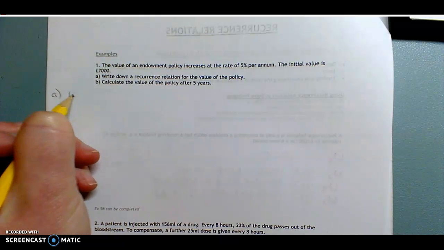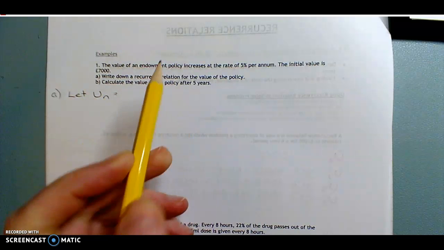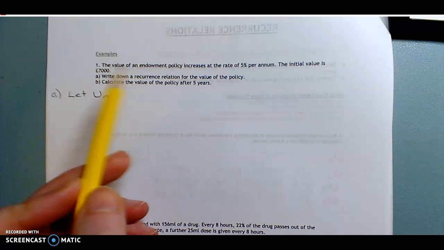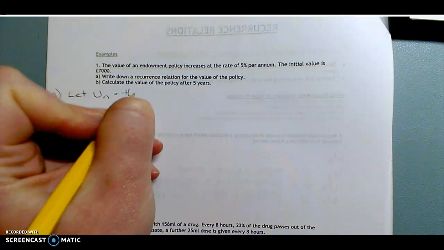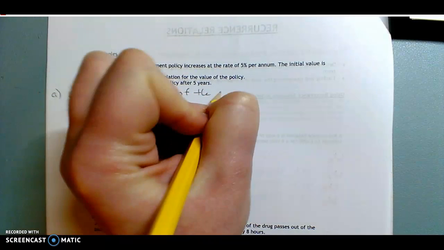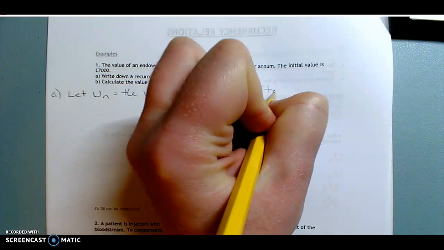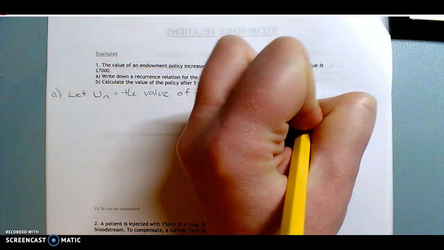So let's make U of n equal to the value of the policy after n years.